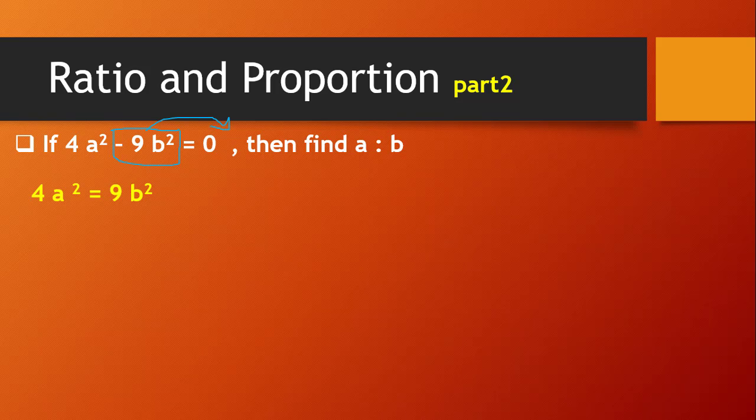Then I want a over b. I can get a power 2 over b power 2. It will be 9 over 4. Then I'll get the square root. But if you want to get a square root, you should take positive or negative value. So here a power 2 over b power 2 equals 9 over 4. Then I'll take the positive or negative square root, so it will be positive or negative 3 over 2.